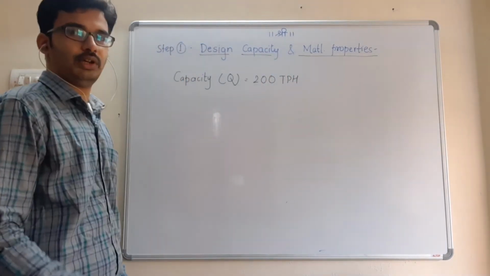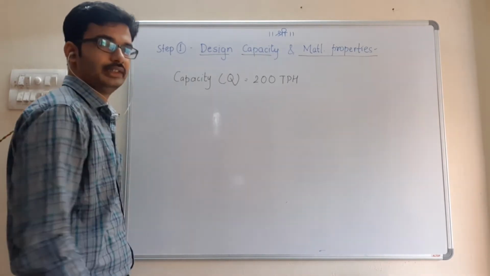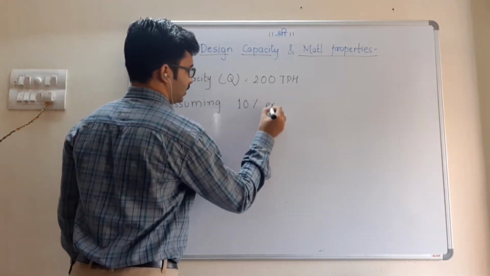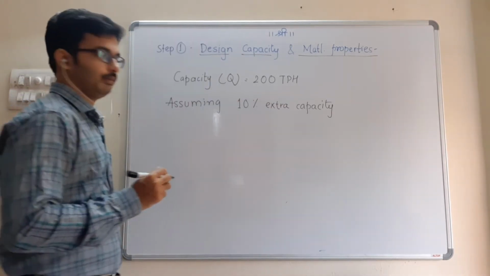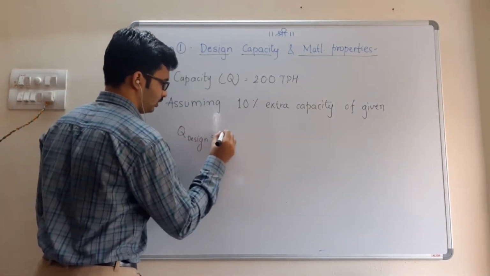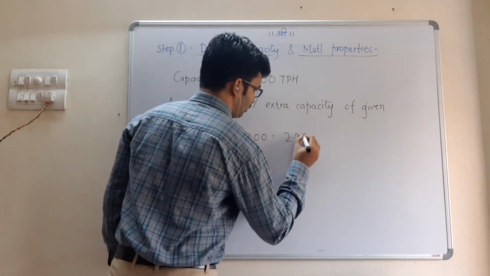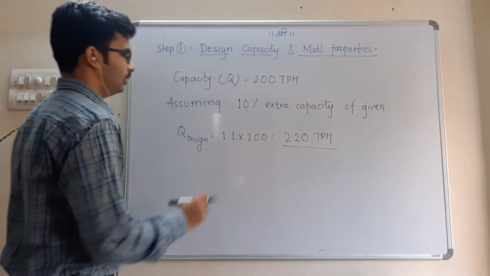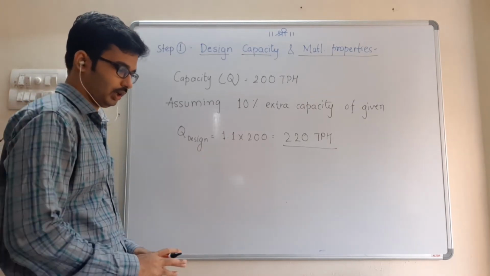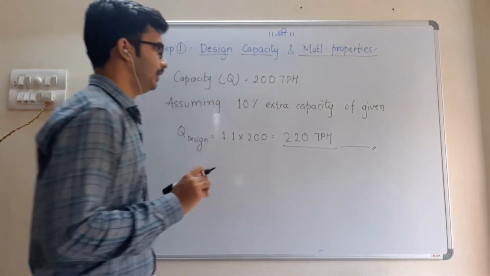But for safety of design, we will consider it as 10% more while designing. So write it down as assuming 10% extra capacity of the given. So what is the Q design capacity? Q design is equal to 1.1 into 200, so that is 220 TPH, right? So 200 into 1.1, that is 220 tons per hour. So this is our first part, that is design capacity.